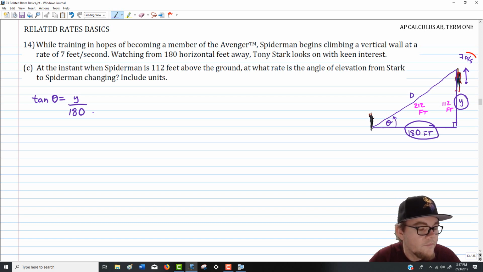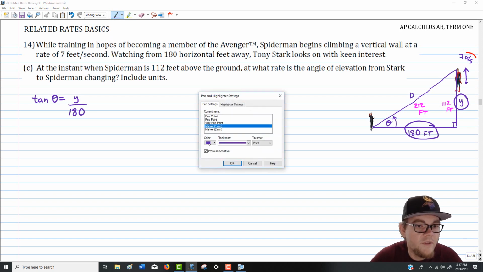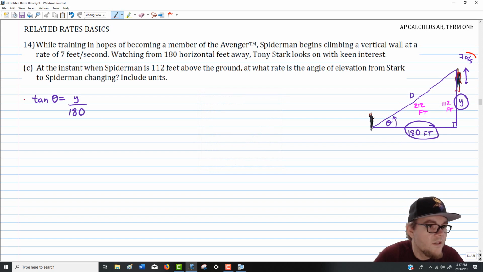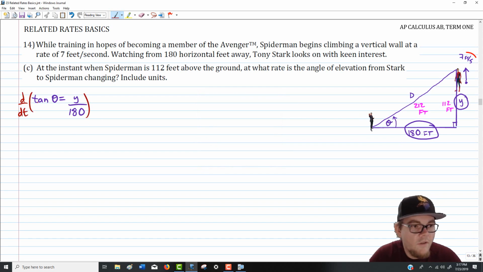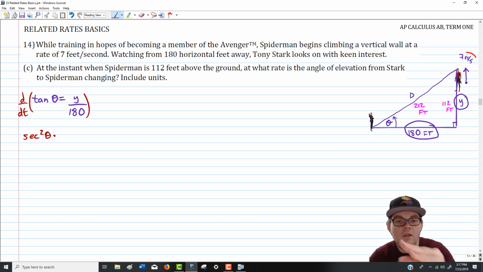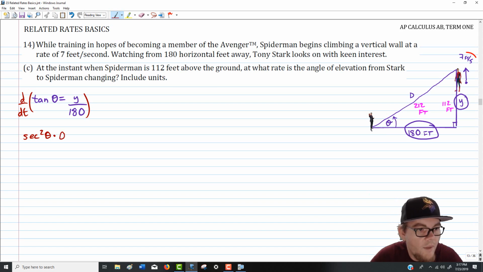So from here, we're ready to do the normal implicit differentiation techniques. We're going to differentiate this thing with respect to time. So looking over there, we first have tangent of theta. Well, the derivative of tangent is secant squared. So we're going to have secant squared of theta, but since theta is changing, because obviously as Peter gets higher up the wall, that angle increases, and if Peter goes down the wall, that angle decreases, we also are going to multiply by d theta dt, also known as theta prime.